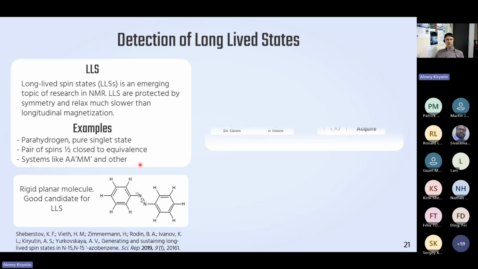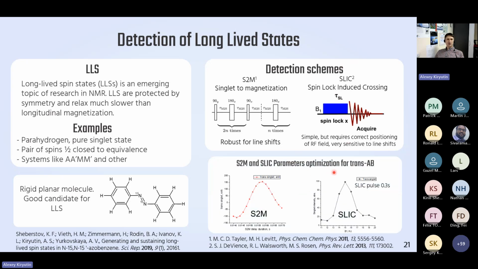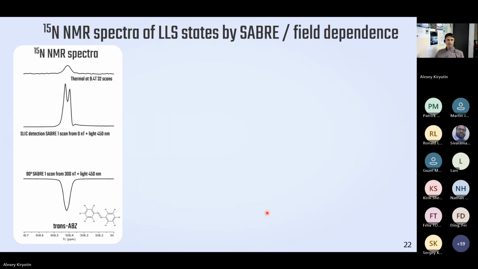There are pulse sequences designed for the detection of long-lived spin states. Two examples are shown here: for example, the S2M pulse sequence and SLIC, spin-lock induced crossing. We tested both approaches and found that the S2M sequence works better for the case where the chemical shift slightly changes due to, for example, temperature variation. The spectra show how the 15N signal of polarized trans azobenzene looks when we detect with a SLIC pulse sequence. A doublet is observed, which is expected compared to the conventional magnetization-based detection.